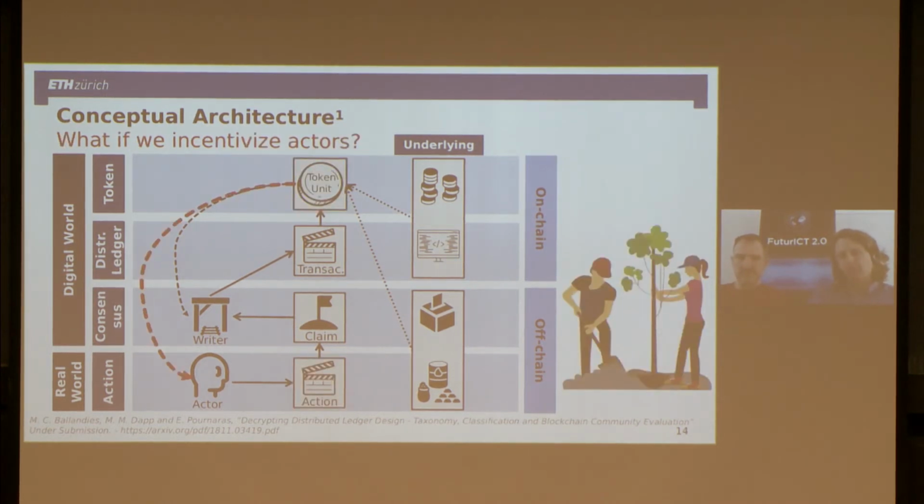Okay, and what we're doing in our Fin4 research now is looking at what actually happens if not just the consensus actions trigger the creation of new token units, but what happens if, for example, the planting of a tree also ends up in the creation of new token units.